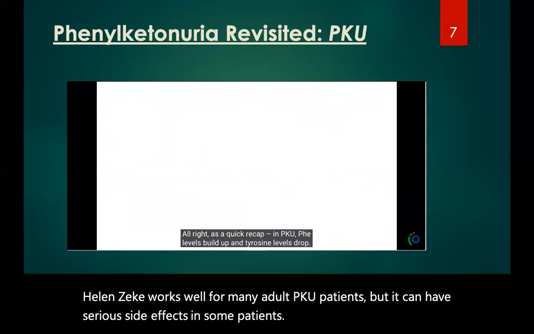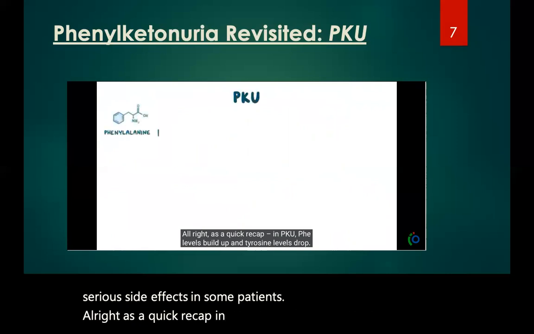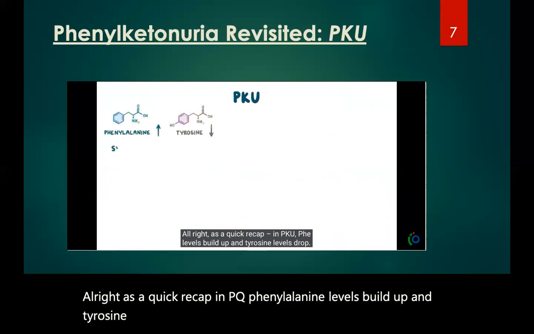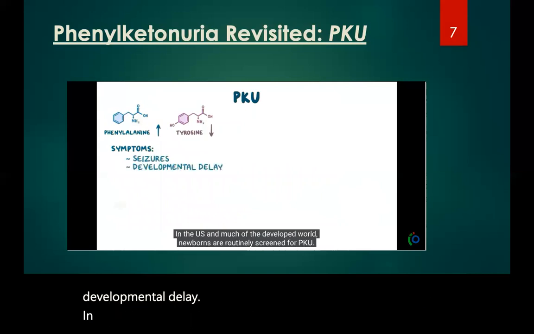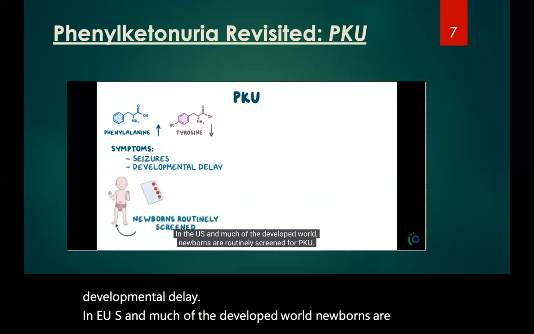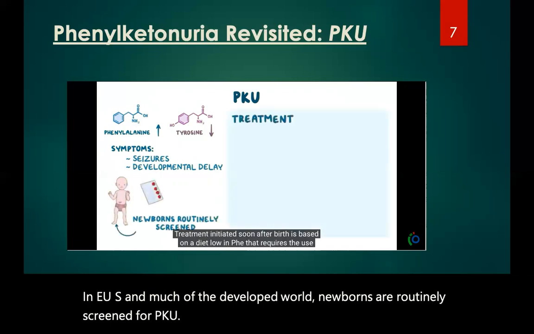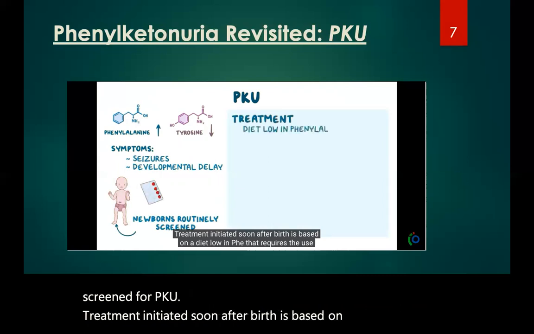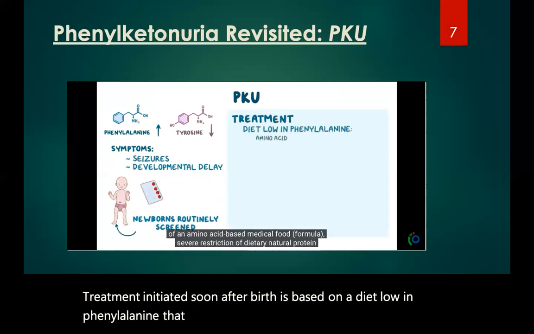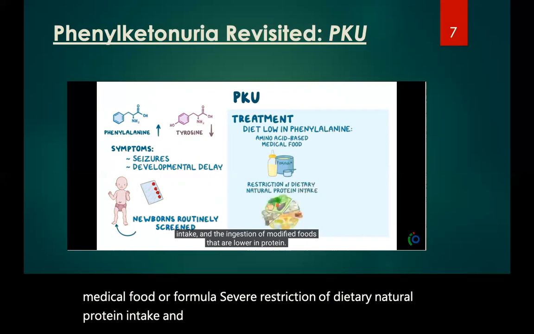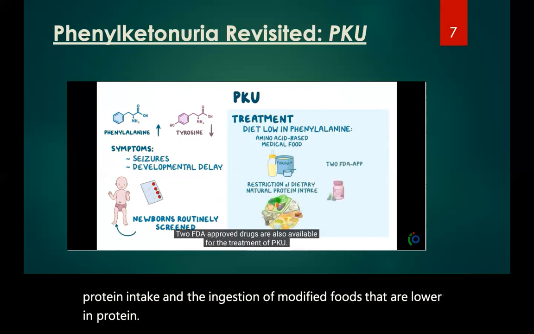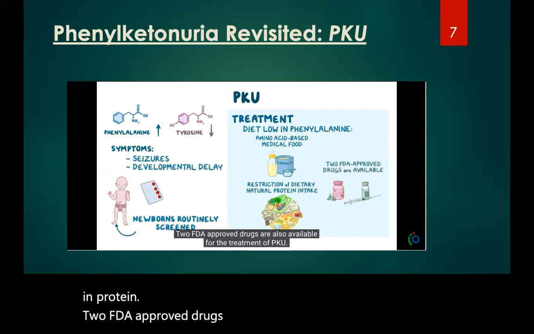All right, as a quick recap, in PKU, phenylalanine levels build up and tyrosine levels drop. Symptoms in untreated individuals include seizures and severe developmental delay. In the US and much of the developed world, newborns are routinely screened for PKU. Treatment, initiated soon after birth, is based on a diet low in phenylalanine that requires the use of an amino acid-based medical food or formula, severe restriction of dietary natural protein intake, and the ingestion of modified foods that are lower in protein. 2 FDA-approved drugs are also available for the treatment of PKU.